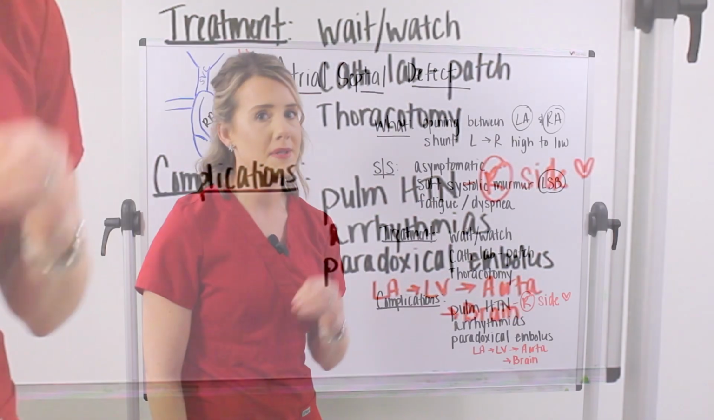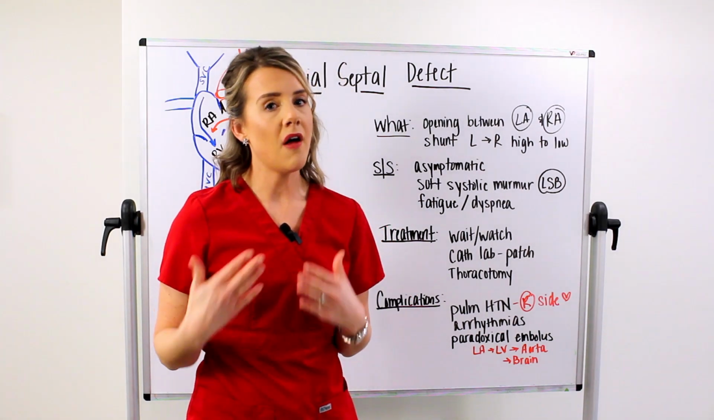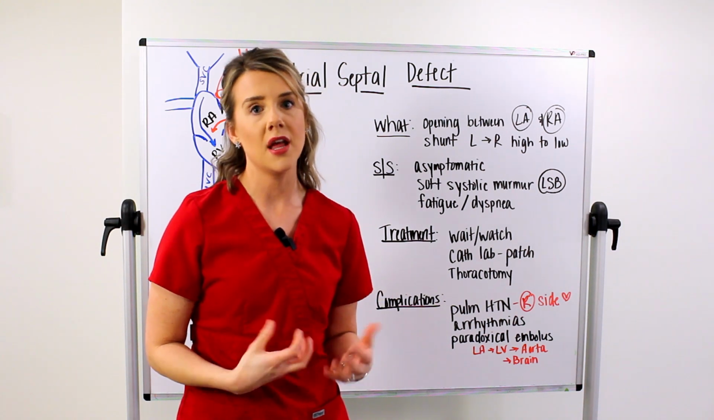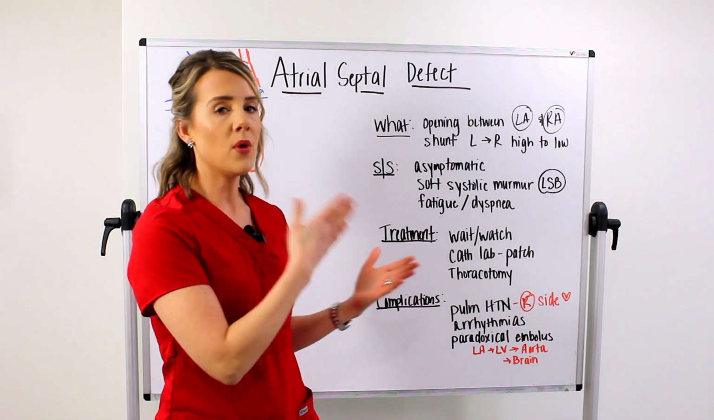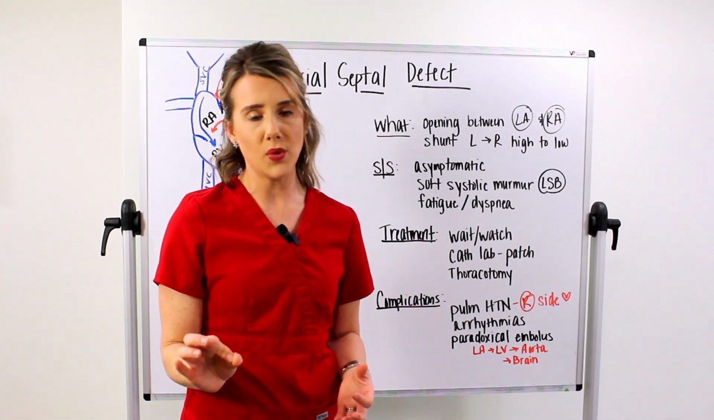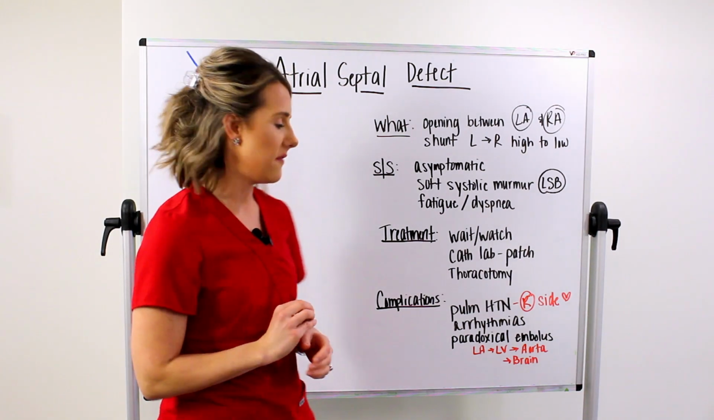Because you have an opening between the left atria and the right atria, there's that potential that a clot can actually get into the left atria and make its way out into circulation. That would be the worst case scenario. We never want to see that happen. So that's why once we've identified this patient having an ASD, if we've done the watch and wait and it's not going away, we do want to go in and make sure that we are repairing the defect.